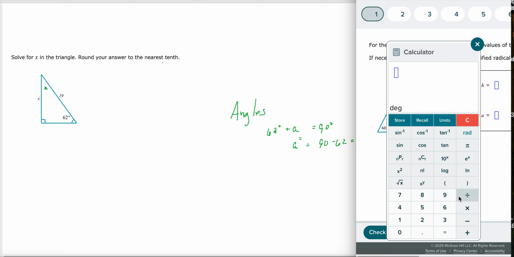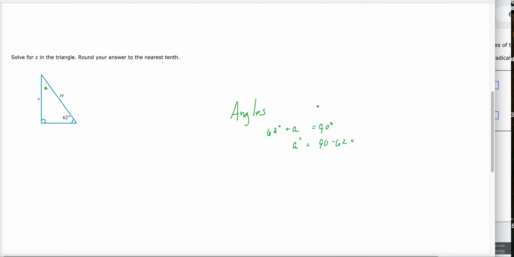Let's do that subtraction. 90 minus 62 is 28 degrees. So that's this angle right here. Now let's look at these side lengths. I can find x because I know the angle 62. So x is the opposite of 62, and 19 is the hypotenuse.